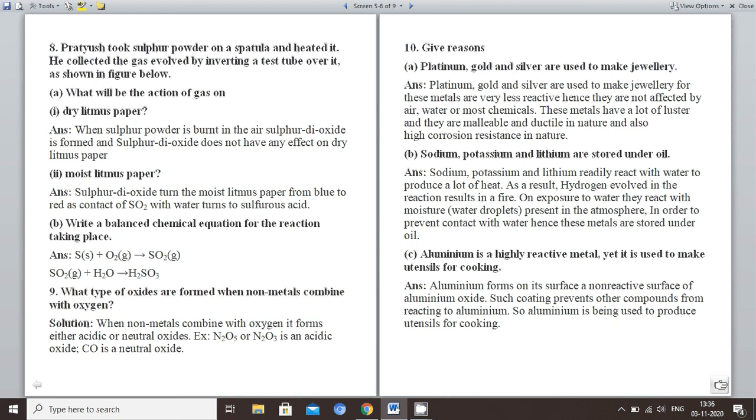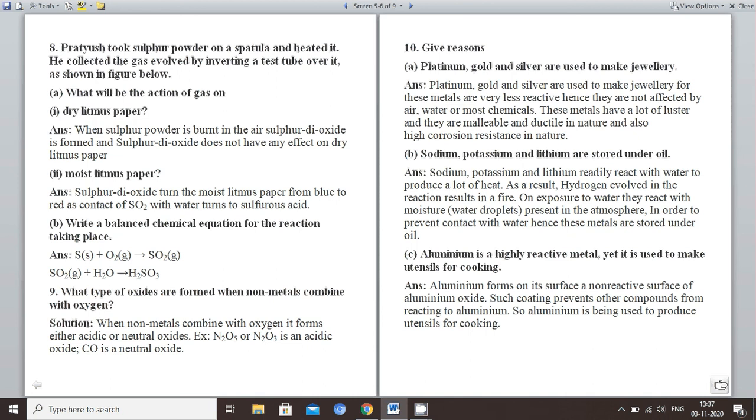Now see, when sulfur powder is burnt in air, sulfur dioxide is formed, and sulfur dioxide does not have any effect on dry litmus paper, but on moist litmus paper it will convert blue to red, as contact of SO2, that is sulfur dioxide, with water turns it to sulfurous acid. If it is converting blue to red, that means it is acidic. This shows that sulfur dioxide is acidic in nature and it will form sulfurous acid.